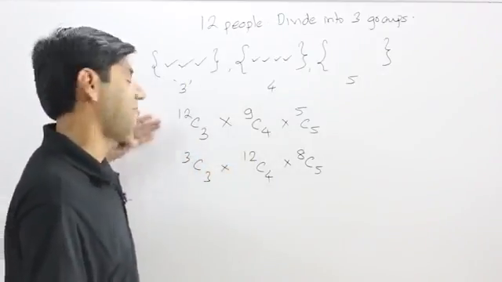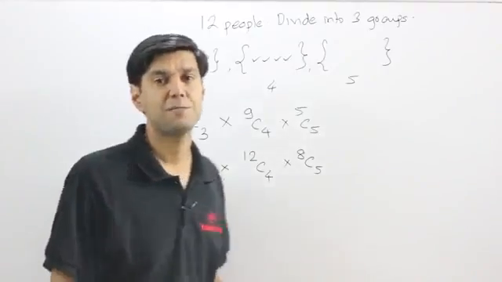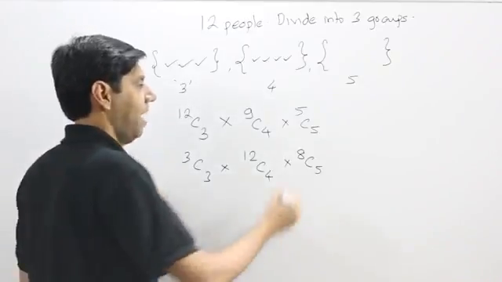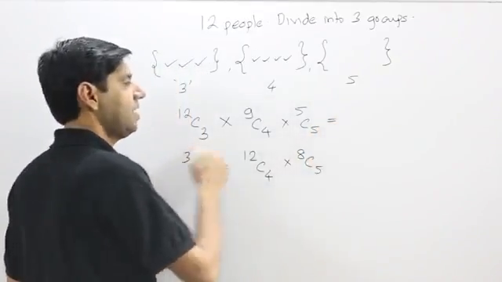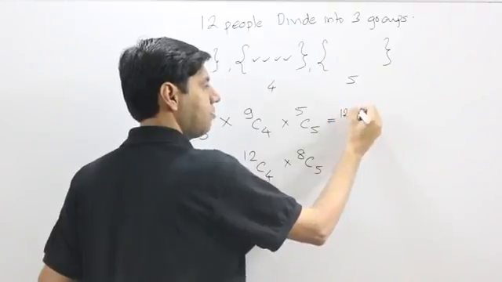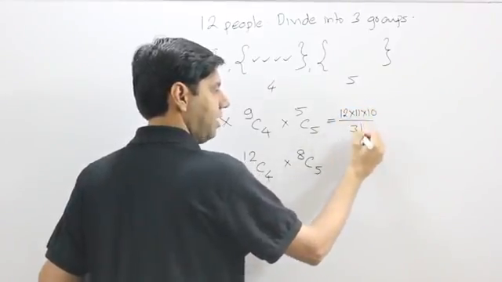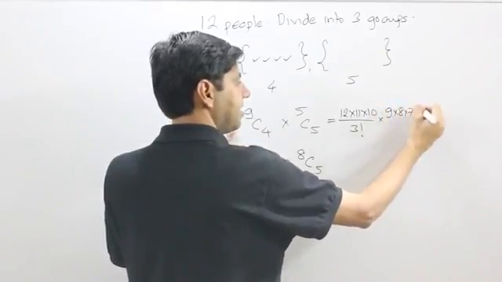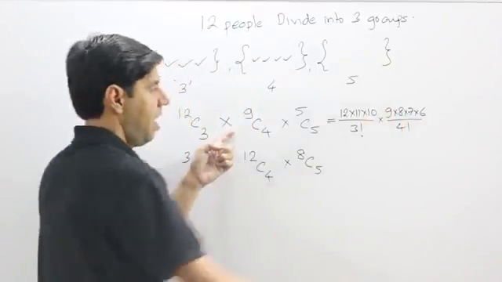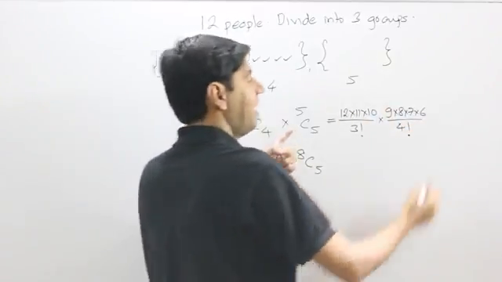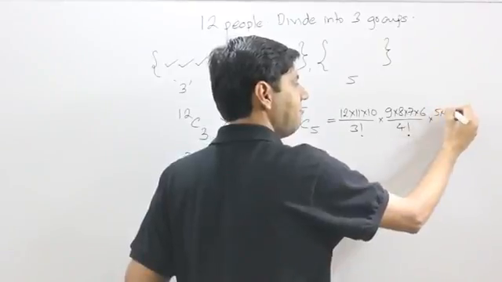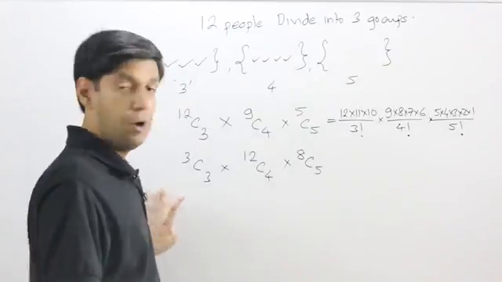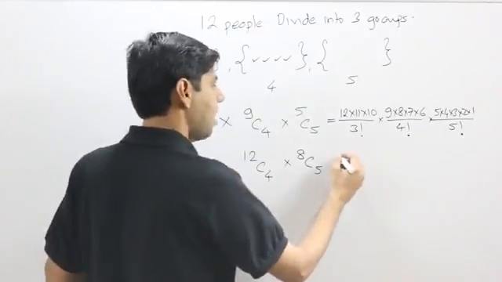So which one is the answer? Is it the first one or the second one? We can write a couple of more expressions like this. Both of them seem to be logically sound, so let's see what they evaluate to. 12C3, we know, is nothing but 12 into 11 into 10 by 3 factorial. 9C4 is 9, 8, 7, 6 by 4 factorial. And 5C5, while it is 1, let me write it in the same way, 5, 4, 3, 2, 1 by 5 factorial.